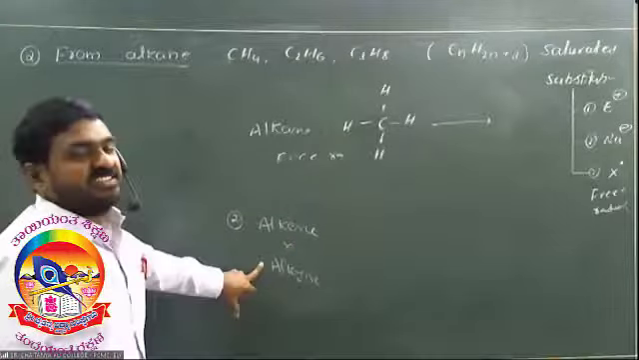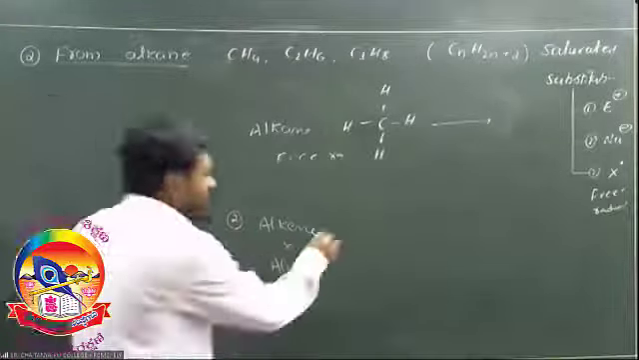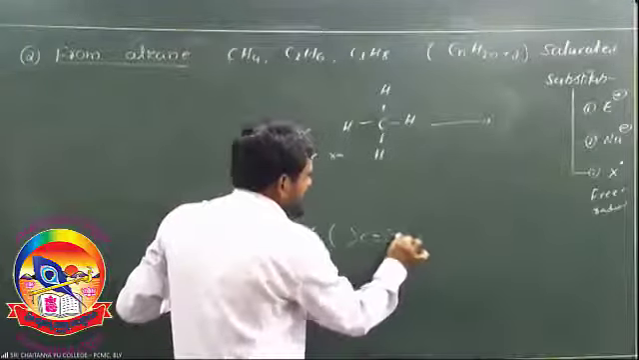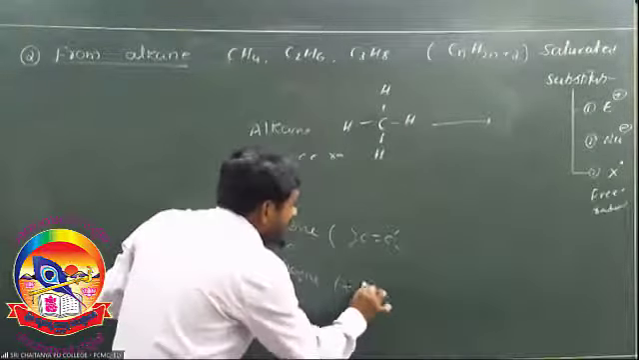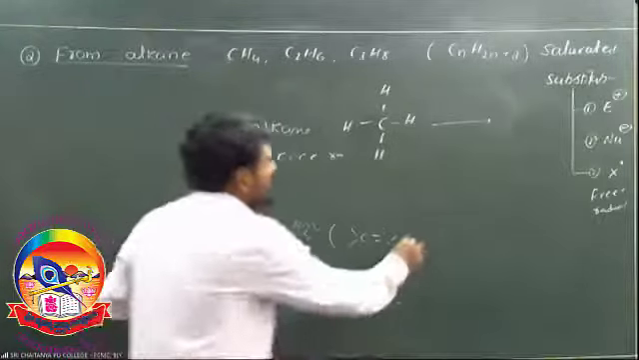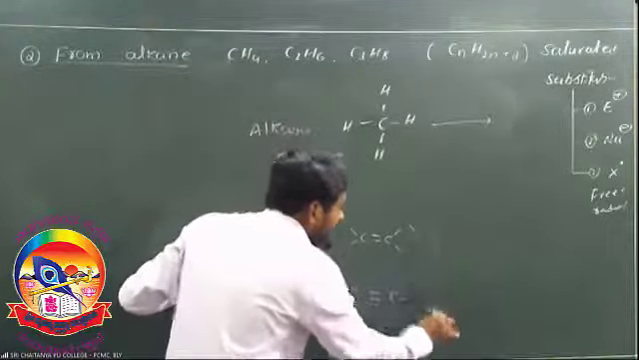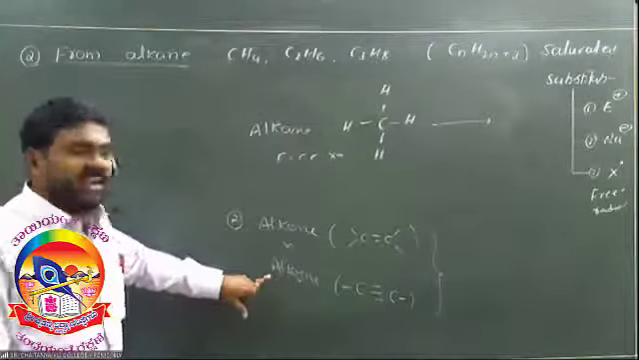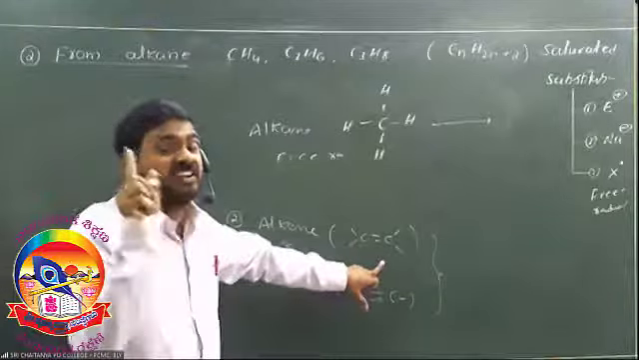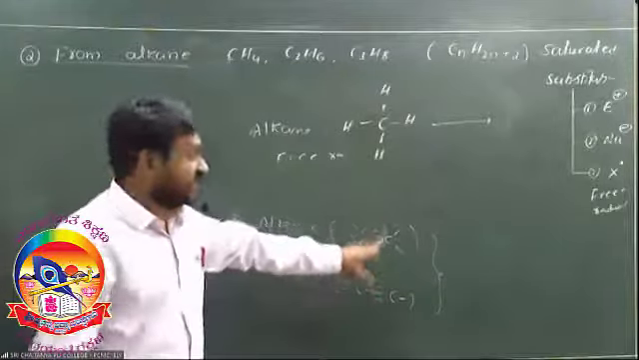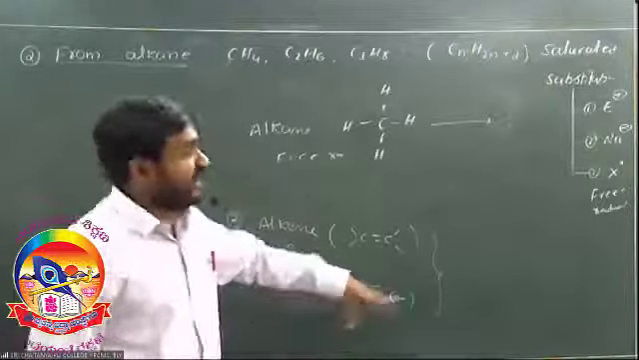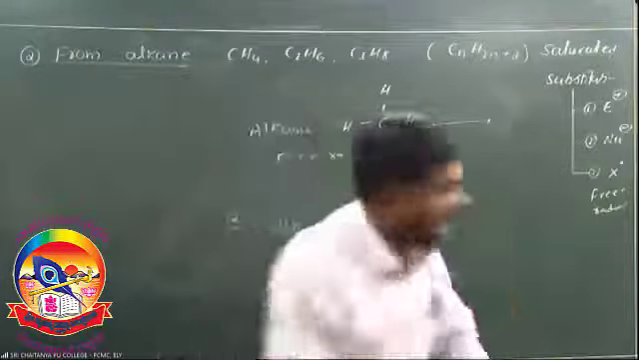Whereas the second class of compounds, alkenes and alkynes, are unsaturated hydrocarbons. Unsaturated means alkenes contain a carbon-carbon double bond, and alkynes contain a carbon-carbon triple bond. The characteristic reaction of unsaturated hydrocarbons is addition reaction.